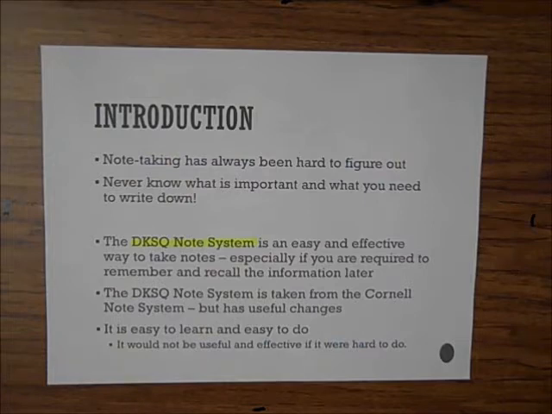The DKSQ Note system is an easy and effective way to take notes, especially if you are required to remember and recall the information later. The DKSQ Note system is taken from the Cornell Note system, but has a few useful changes. It is easy to learn and easy to do. It would not be useful and effective if it were hard to do.